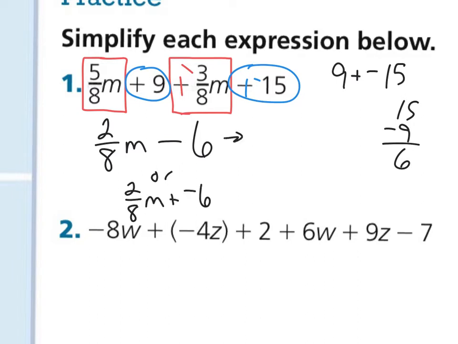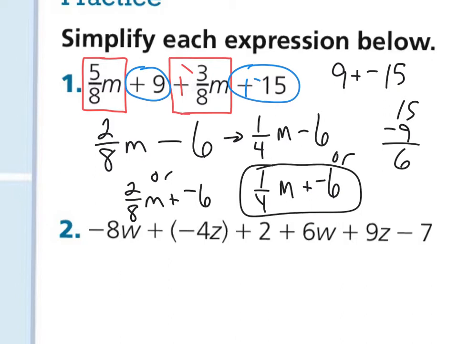One final thing we can do is the fraction can be reduced. So 2/8 we can reduce to 1/4. So 1/4 M minus 6, or 1/4 M plus -6. Either one of those would be acceptable for that answer.